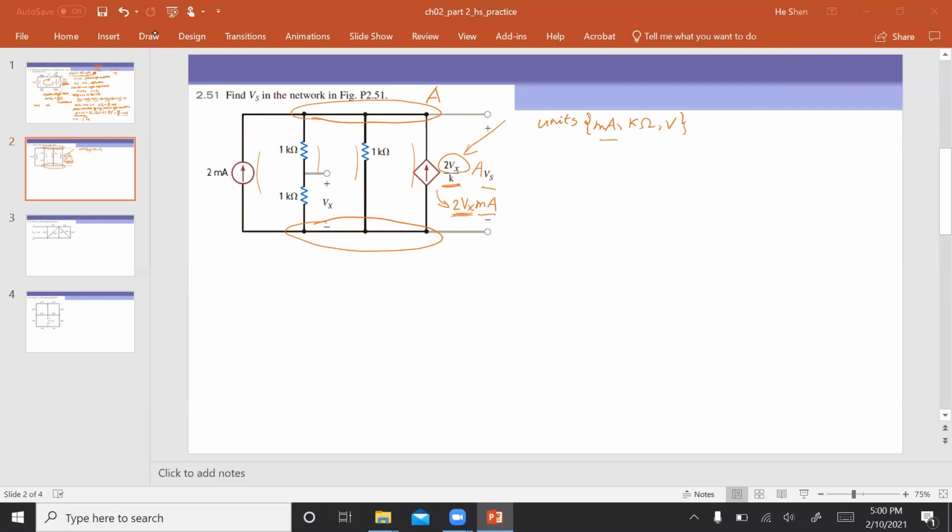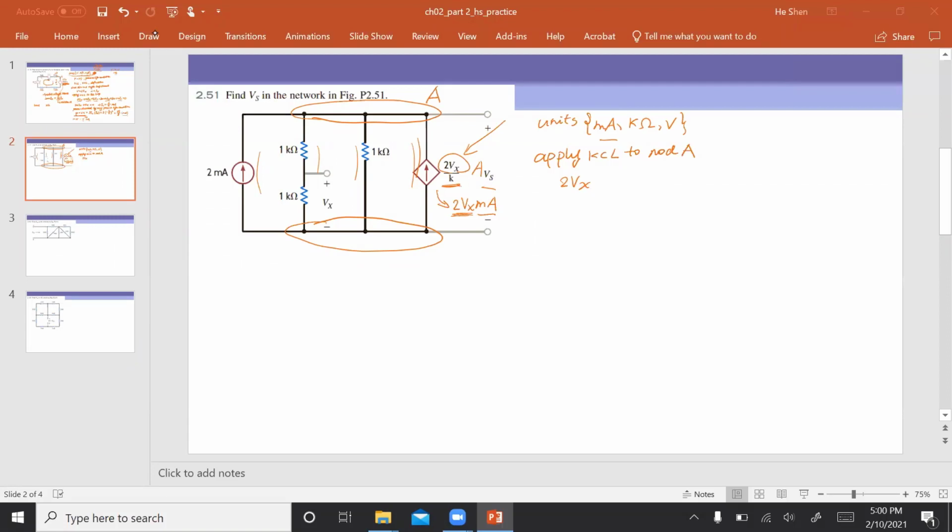Let's call this node A. If I apply KCL to node A, I'll write a nodal equation. We haven't learned nodal equations yet, but I will be able to write one equation, right? So let's write the equation. Let's count the current that goes into a node as positive. So for this branch, the current goes in there, and the current value is 2Vx.